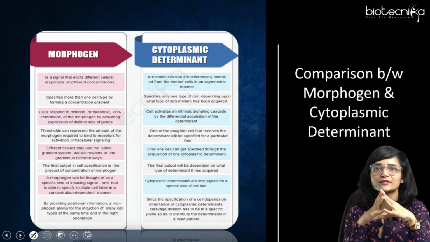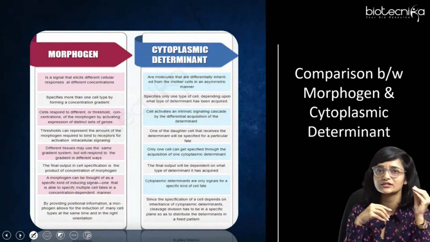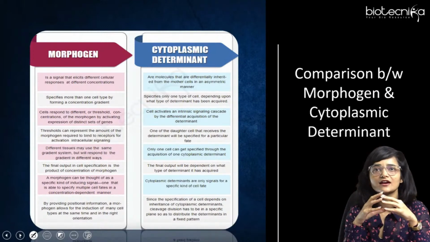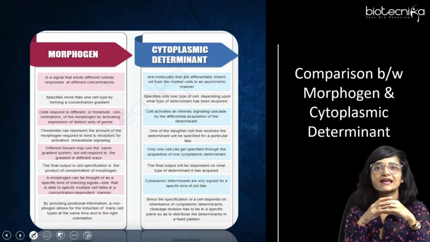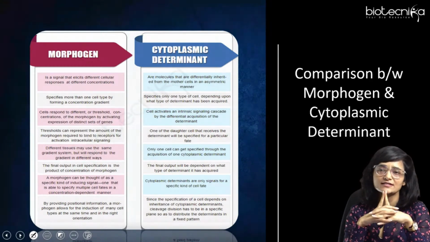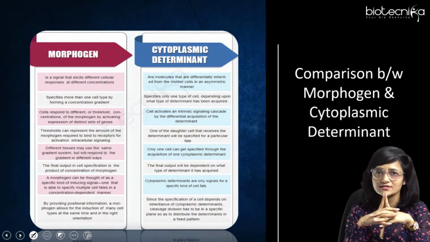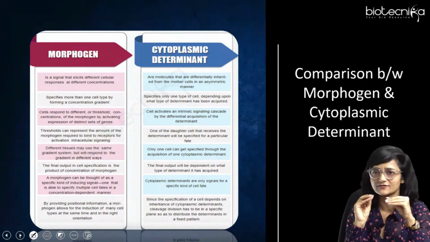Coming to cytoplasmic determinants, these are basically molecules, while morphogens were the signals. These are molecules that are differentially inherited from the mother cells. These cytoplasmic determinants are majorly present in the egg itself. They are already present in the egg in an asymmetric manner, right? It specifies only one type of cell, just one type of cell, right?